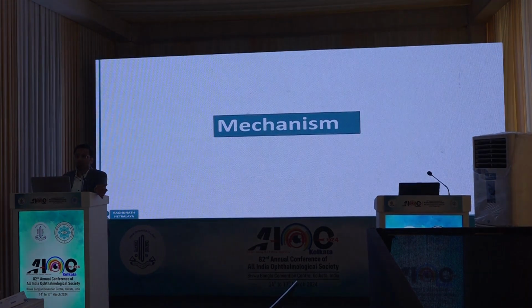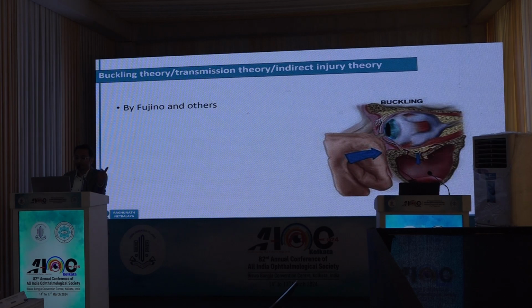Very first, you need to understand the mechanism. The very old theory is the indirect injury or the buckling theory, where there is a blunt trauma on your orbital rim. Nothing happens to the rim because the rim is very steady and strong, but the buckling happens to the floor, which is one of the weak portions of your orbit.